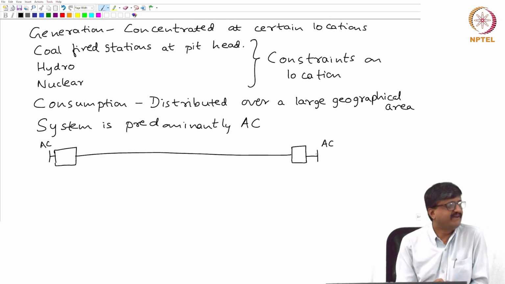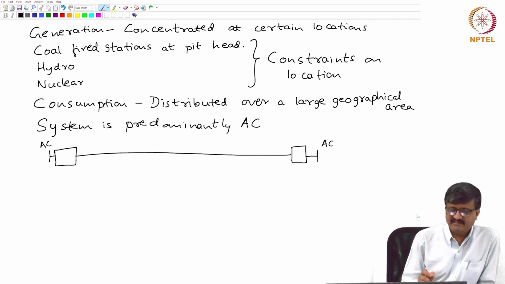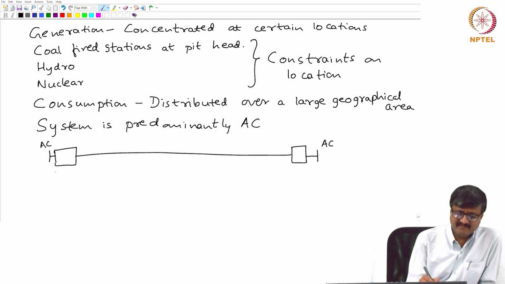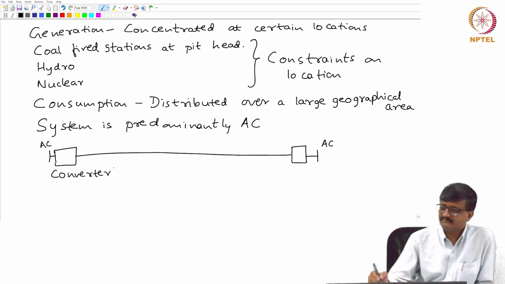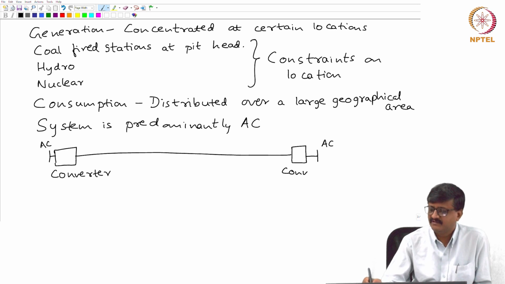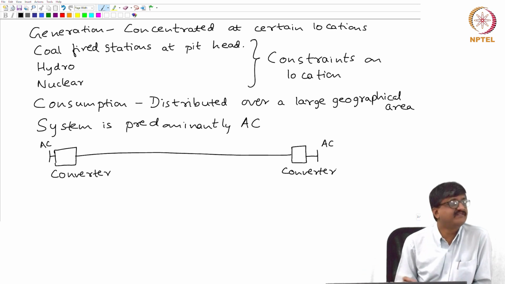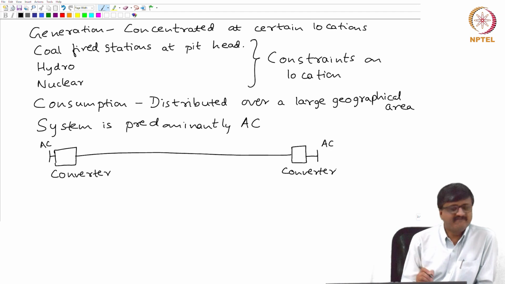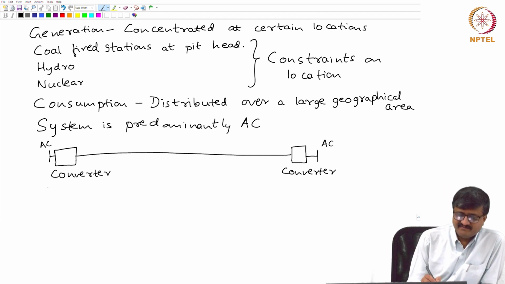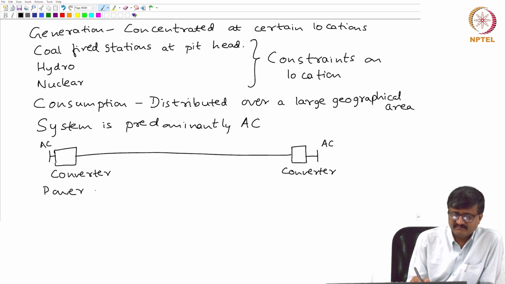And what is this equipment? I have shown the equipment as a box. This equipment has a name. What is the name of this equipment? There is a general name for this: converter. So both are converters. The name given to this equipment is converter. So what is a converter? The converter that we are familiar with is a power electronic circuit.